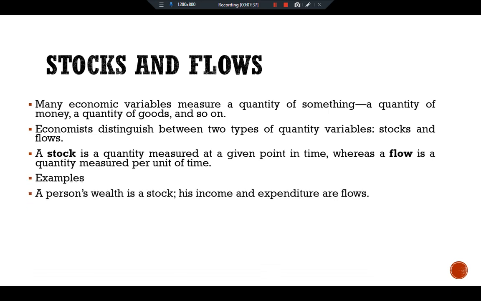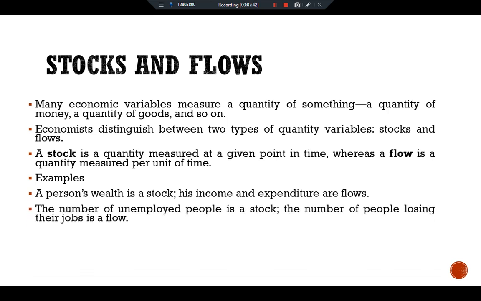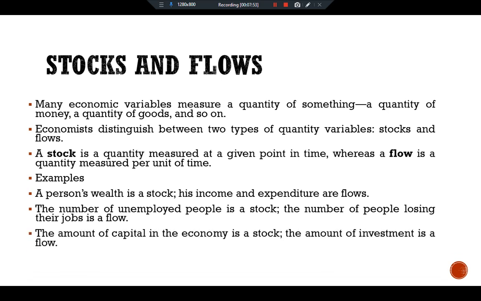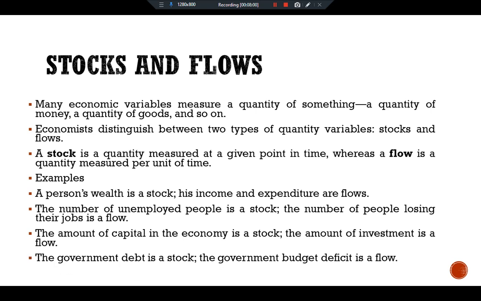Here we have some examples of stock and flow variables. A person's wealth is a stock; his income and expenditure are flows. The number of unemployed people is a stock. The number of people losing their jobs is a flow variable. The amount of capital in the economy is a stock. The amount of investment is a flow variable, and the government debt is a stock variable. The government budget deficit is a flow variable.